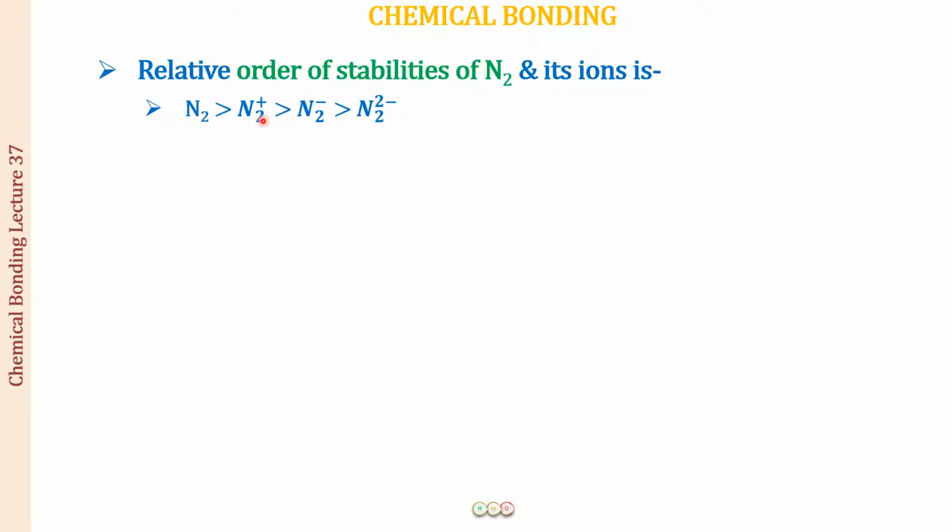So N2 with the bond order of 3 is going to be more stable. Then N2 positive and N2 negative, they will be having a bond order of 2.5. But N2 positive is more stable than N2 negative, because here if you write the electronic configuration, you will see that there is an electron in the anti-bonding molecular orbital, making N2 negative less stable than N2 positive. Okay. And N2 2-negative is going to be the least stable with the bond order of 2.